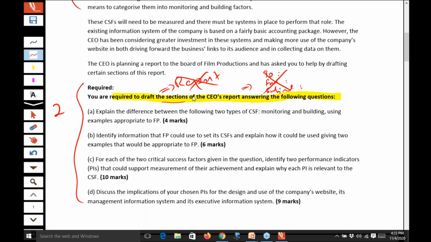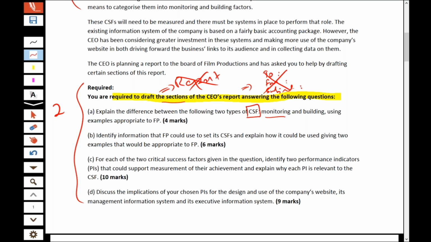The next thing is that it says, explain the difference between the two types of CSF, which are the monitoring and the building, using examples appropriate to film production. So there are two types of CSF, the monitoring and the building CSF, and the examples appropriate to FP. Now, let's try to understand this. There are a few aspects of the question which are purely theoretical, and a few which are application based. In this specific part, you have been asked both. First, what are the two different types of CSF, monitoring and building. That's a theoretical aspect. And then you need to give examples which are appropriate to FP.